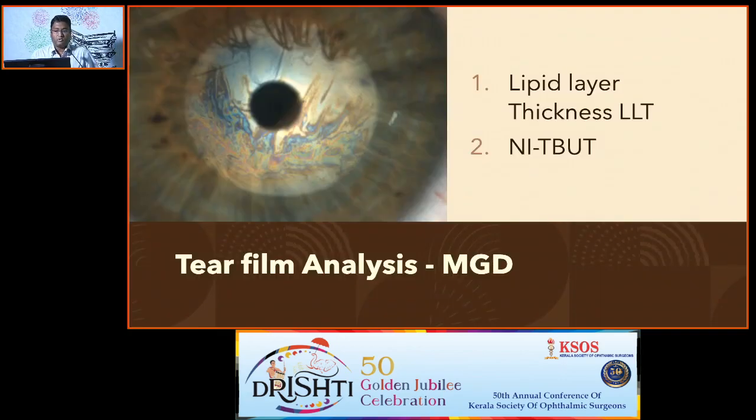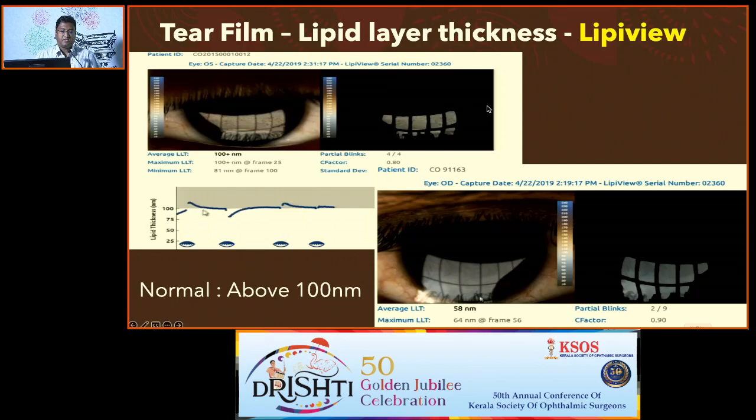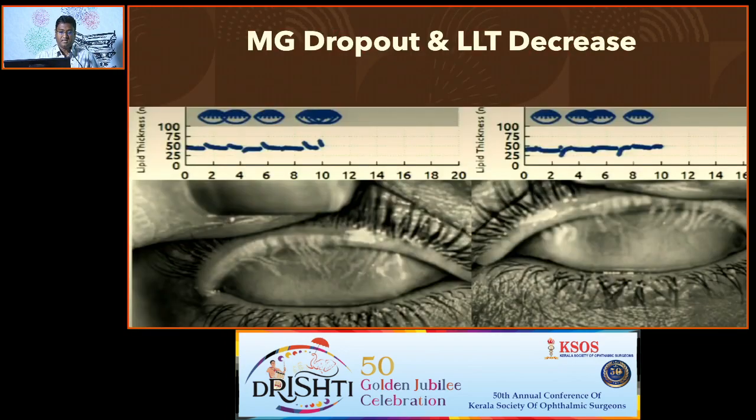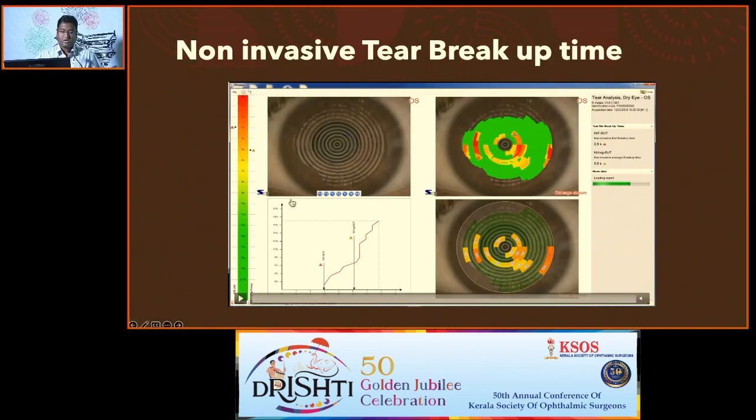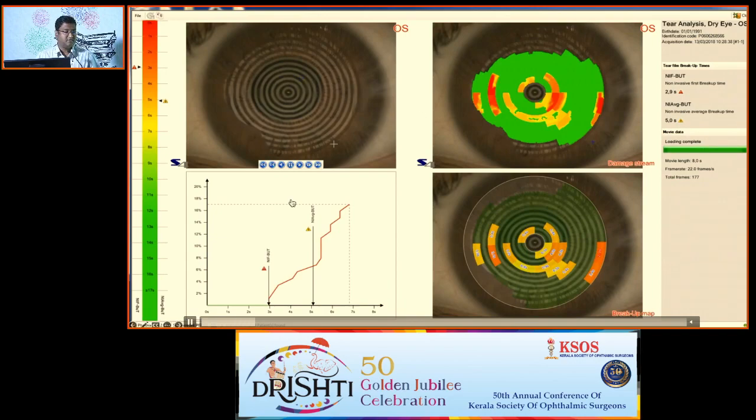So next, coming to lipid layer thickness or non-invasive tear break up time. So this again, you can see it with LipiView from Johnson & Johnson. So if you have a lipid layer thickness of 100 and above, it's considered to be normal. Anything below that, there is a lipid layer deficiency. This can also be seen with the meibomian gland dropouts, and you get a comprehensive report of both of these in the LipiView. The next non-invasive thing is the non-invasive tear break up time.